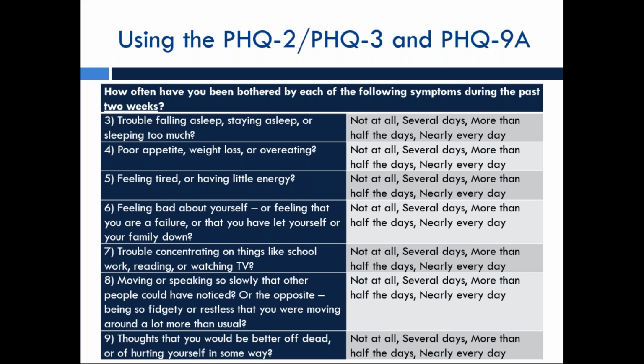Question 3, trouble falling asleep, staying asleep, or sleeping too much? Poor appetite, weight loss, or overeating? Feeling tired or having little energy? Feeling bad about yourself, or feeling that you are a failure or that you have let yourself or your family down? Trouble concentrating on things like schoolwork, reading, or watching TV? Moving or speaking so slowly that other people could have noticed? Or the opposite, being so fidgety or restless that you were moving around a lot more than usual? And then again, the last question, question 9, thoughts that you would be better off dead or of hurting yourself in some way.